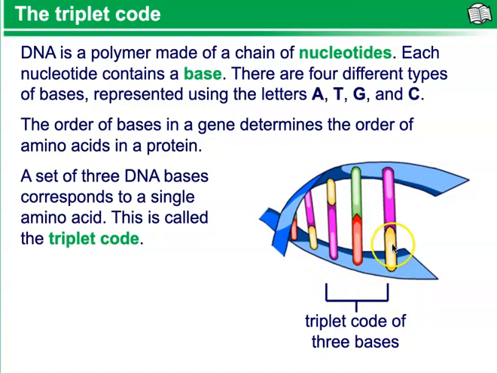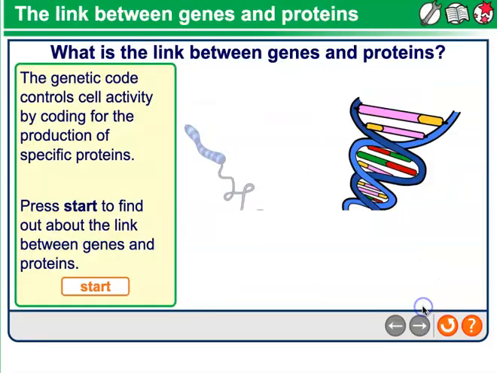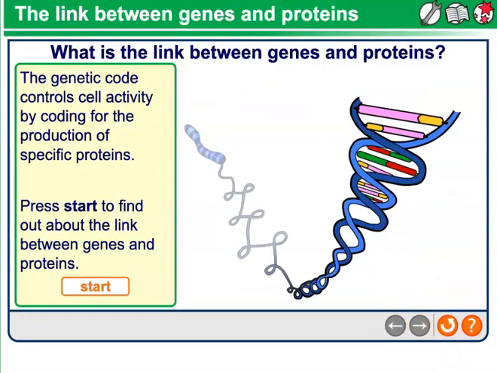So we've got our sequence of 3 bases. This is our triplet code of 3 bases. It is important that the correct order of amino acids is achieved in order for each protein to function properly. So what is the link between genes and proteins? The genetic code controls cell activity by coding for the production of specific proteins.